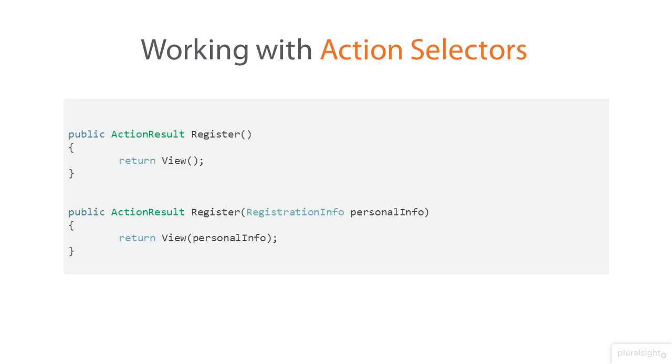Probably the most common scenario where you would use action selectors is to differentiate between a get and post version of the same method. For example, you might have a method called register. One version of this method is designed to return a view with a form to fill out. Another method with the same name is designed to handle the posted form and accepts a parameter for all of the posted data. Without additional information, the action invoker cannot decide between them for a given request. A common solution is to decorate each with an appropriate HTTP verb attribute such as HttpGet and HttpPost.